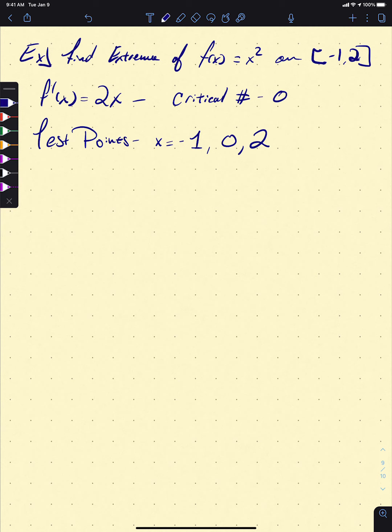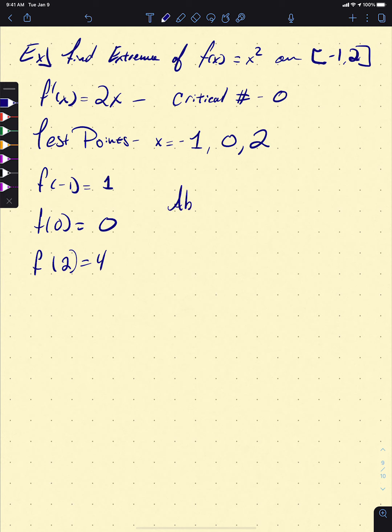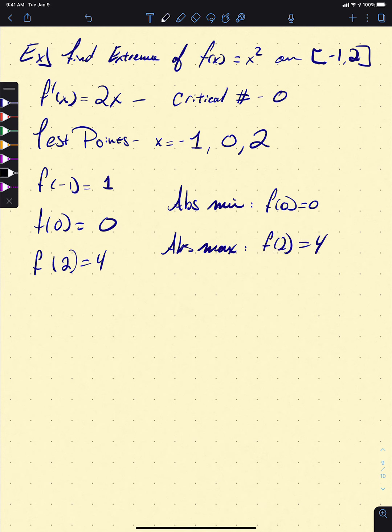And so let's run through these, right? We have f of -1. -1 squared is 1. f of 0 is 0. And f of 2 is 4. So that tells us that my absolute minimum is f of 0 equals 0, and my absolute maximum is f of 2 equals 4.